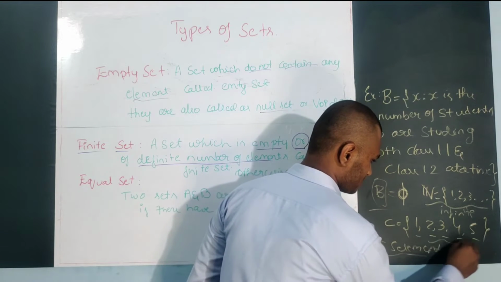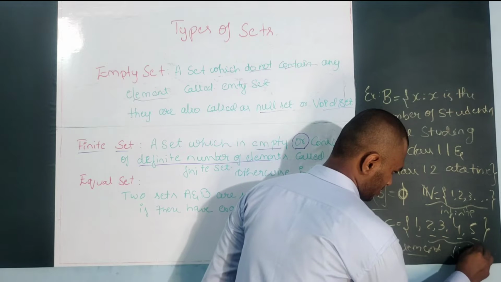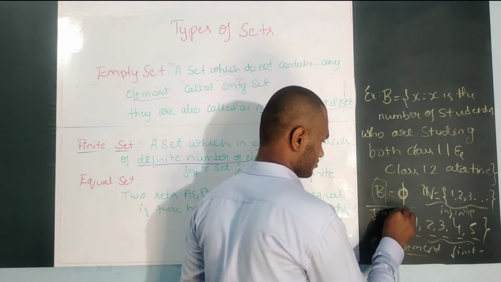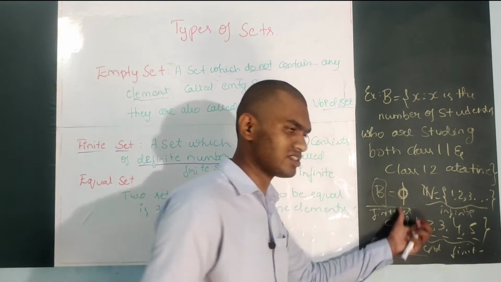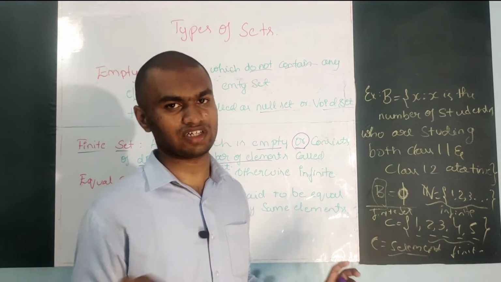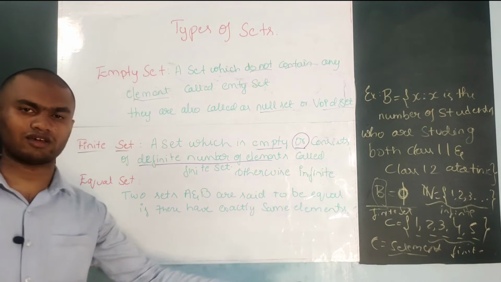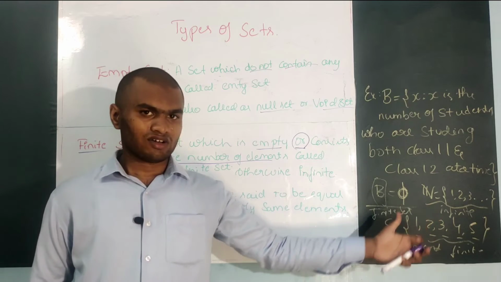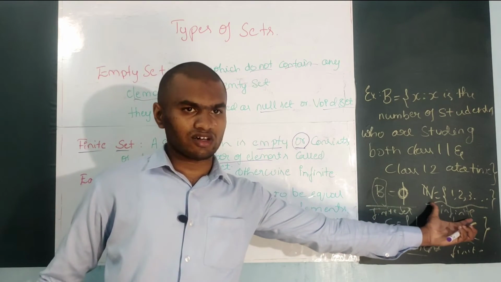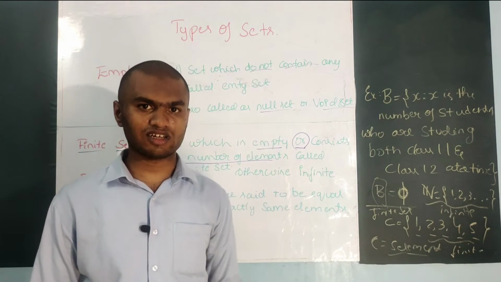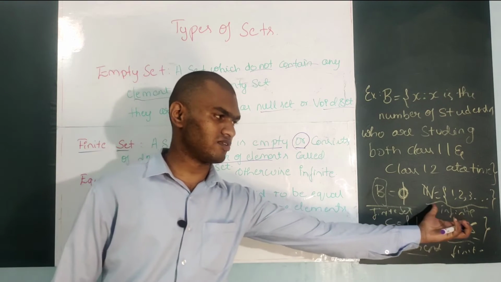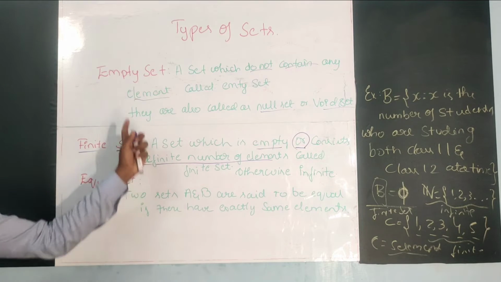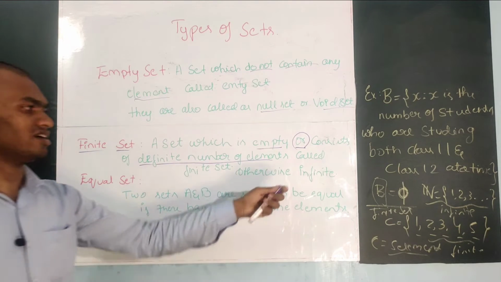This is a finite set. This is also a finite set. This is an empty set, null set, void set as well as a finite set, because it does not contain any element, which means it is finite. If it does not contain distinct or finite elements, then it will be infinite. So we have studied three types: empty set, finite set, and infinite set.